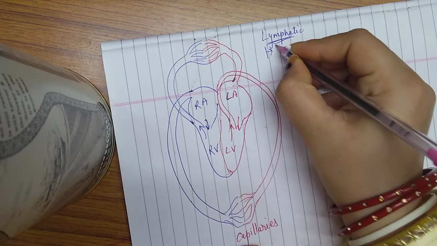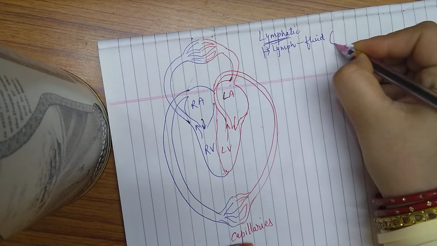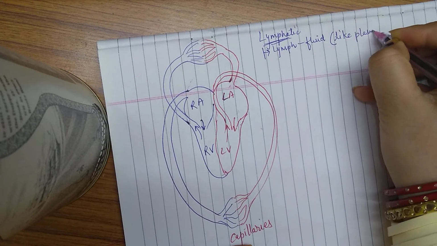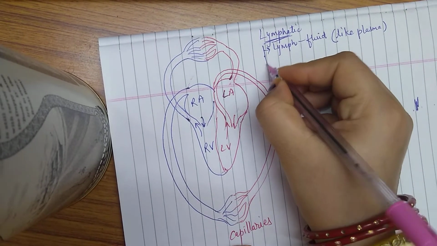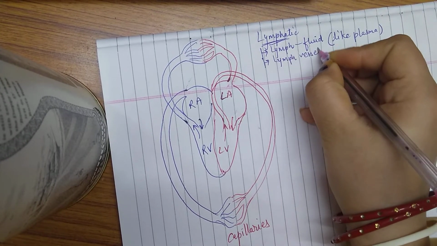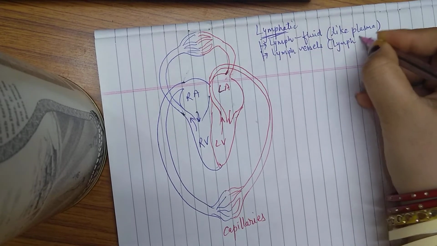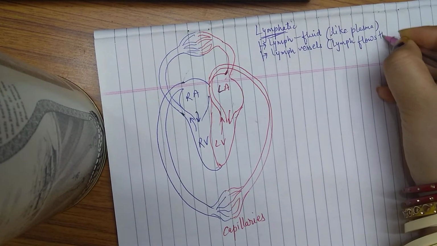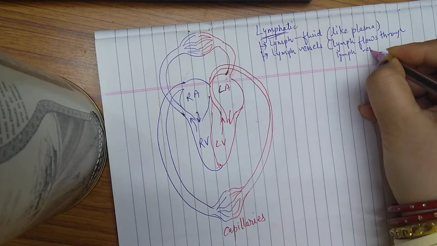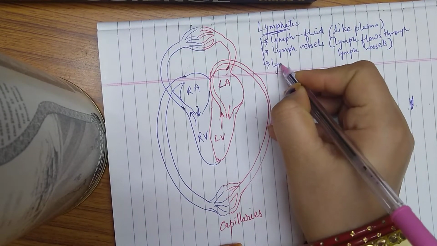It is composed of lymph, which is a fluid having composition just like plasma of blood. Second, lymph vessels, through which lymph flows. Okay, and some lymph nodes.